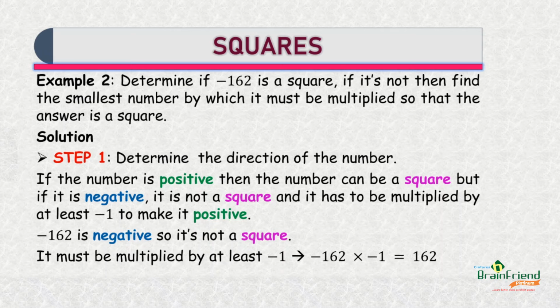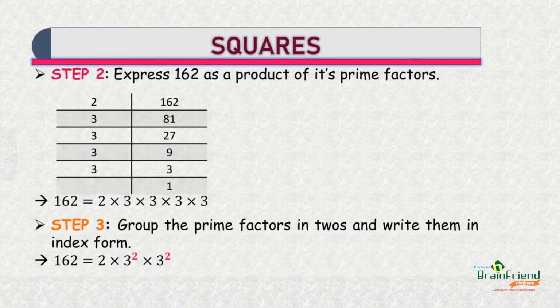If the number is positive, then the number can be a square. But if it is negative, then it is not a square, and it has to be multiplied by at least minus 1 to make it positive. Now, our number minus 162 is negative, so it is definitely not a square. So it must be multiplied by at least minus 1 to make it positive. This will give us minus 162 multiplied by minus 1, which gives us 162. Now that we made it positive, we move on to step 2.